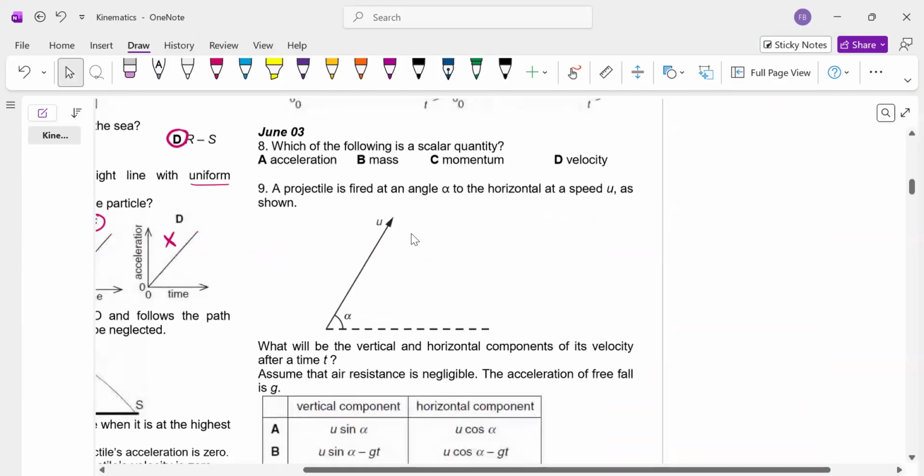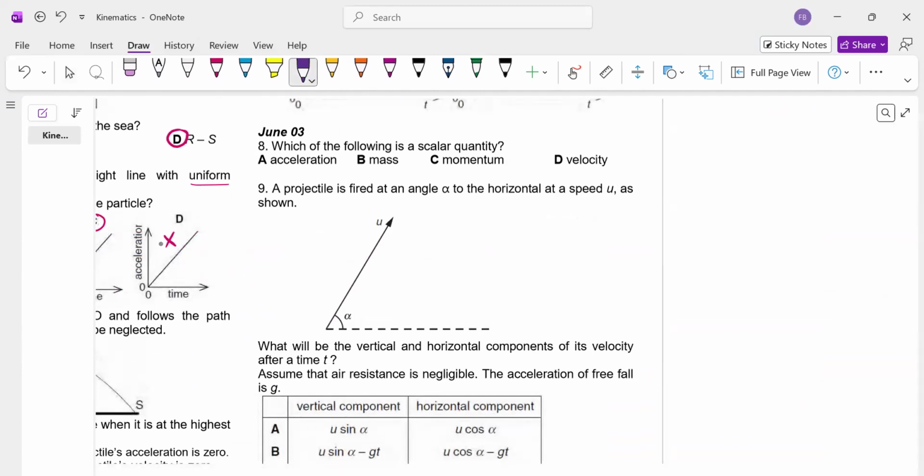Then which of the following is a scalar quantity? It's a very simple question. Which of the following is a scalar quantity? It's mass. Okay.